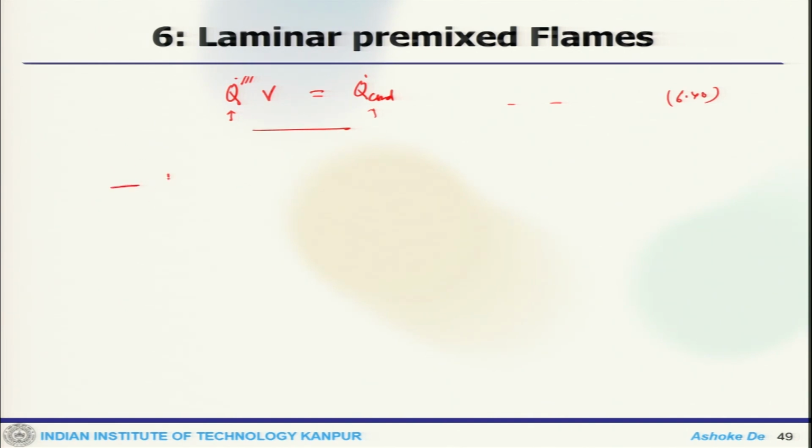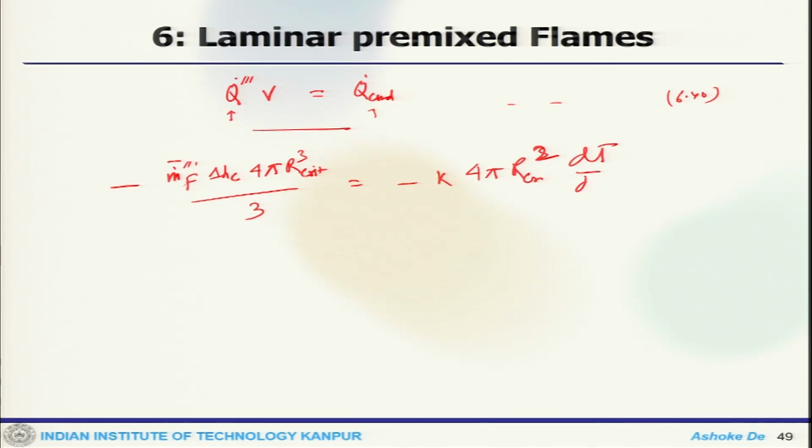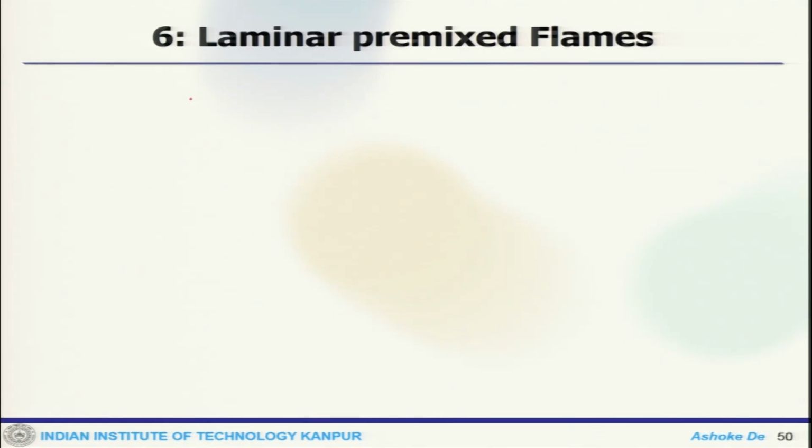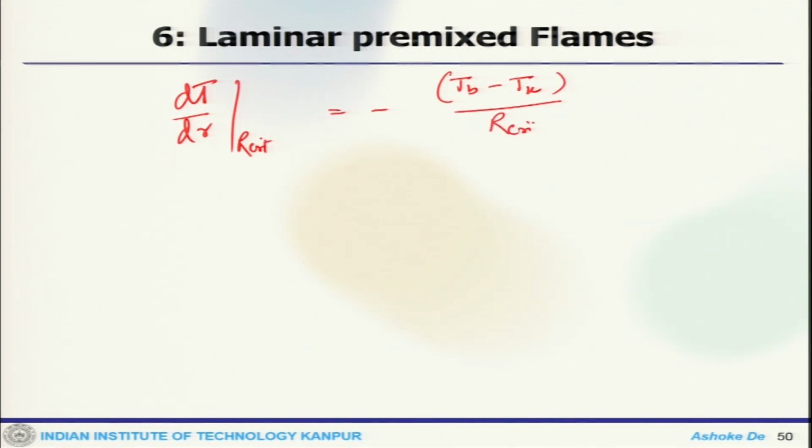Now, we can replace this by our previously obtained reaction rate: omega times delta Hc times 4 pi r critical cubed by 3, minus kappa 4 pi r critical square dT by dr at r critical. Here dT by dr at r critical can be obtained from the temperature distribution, where r will lie between infinity and r critical. Then, from the temperature distribution, one can write dT by dr at r critical as nothing but Tb minus Tu by r critical.